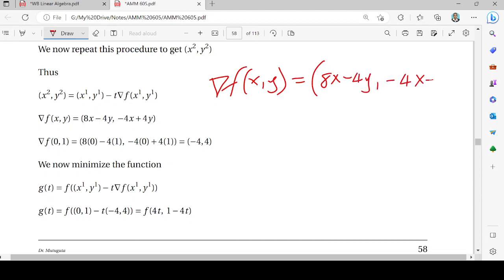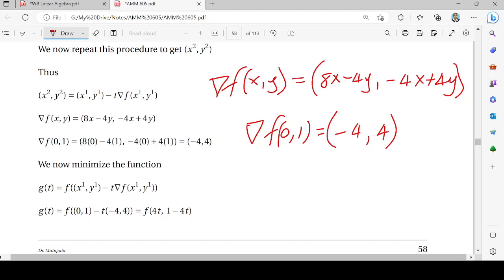minus 4x plus 4y. So when we evaluate df at 0, 1, we get 8 times 0 minus 4 times 1, which gives us minus 4. Then the next component is minus 4 times 0 plus 4 times 1, which is 4. So the gradient is minus 4, 4. And now we determine g of t, which is equal to f evaluated at the point x2, y2.